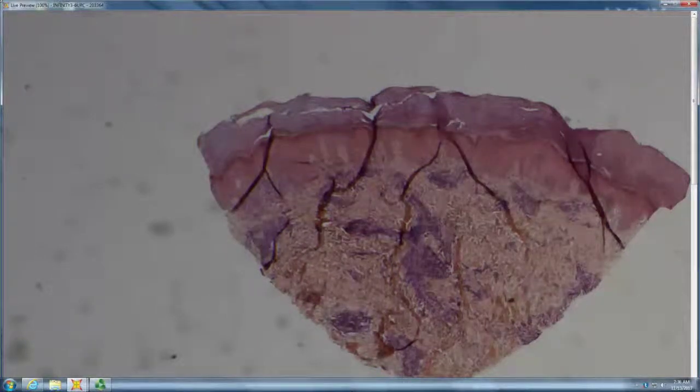Anyone want to jump in? Yeah, bug bite. Right, so that's arthropod. So superficial and deep, wedge-shaped, dense infiltrate, polymorphous, endothelial swelling is bug bite. Okay, and then what do you see here?